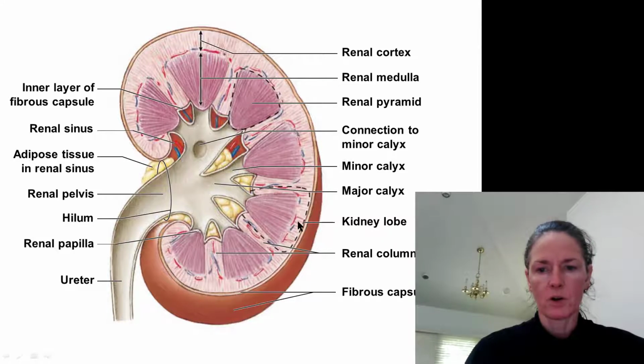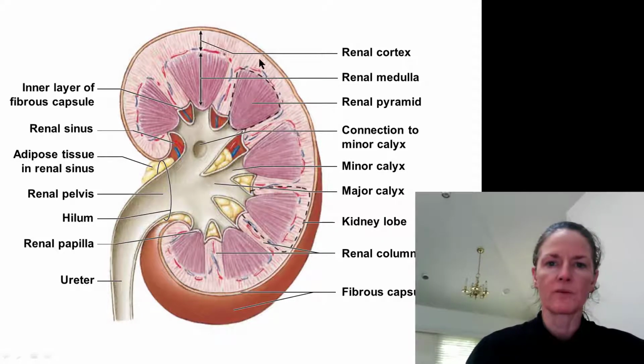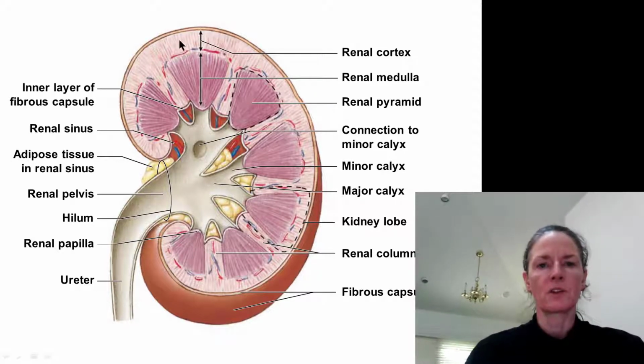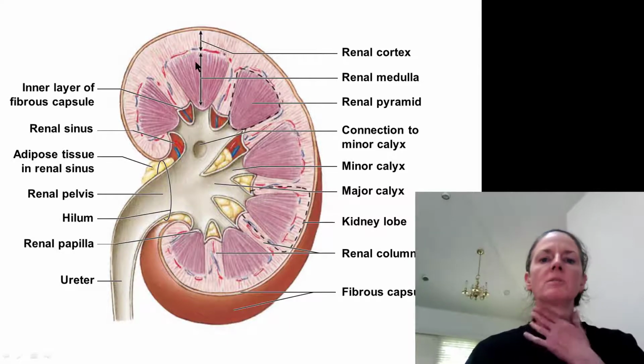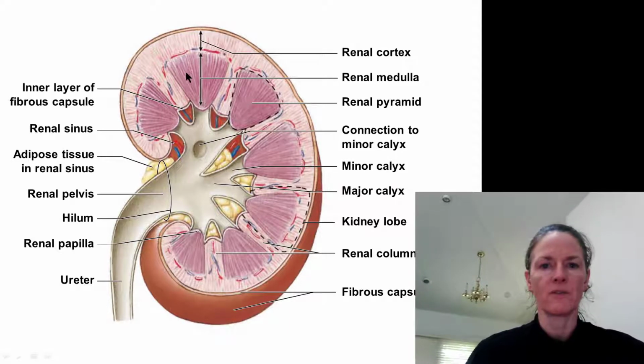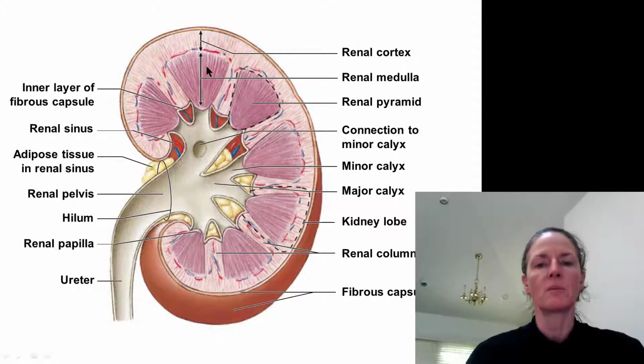All of this is the renal cortex, this pinkish stuff in the picture here. And then we have these renal columns that have very similar consistency to the renal cortex, but they're still within the renal medulla. But the renal medulla is characterized by the presence of these renal pyramids. And this is where a lot of the work of the kidney is going to be done.